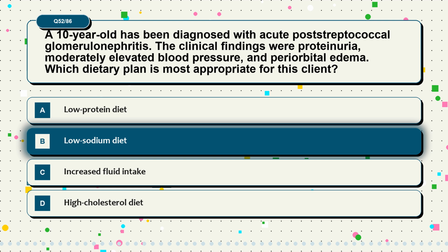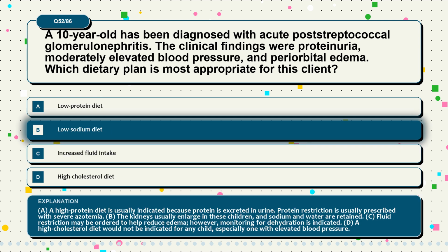The correct answer is option B. Low-sodium diet. A. A high-protein diet is usually indicated because protein is excreted in urine. Protein restriction is usually prescribed with severe azotemia. B. The kidneys usually enlarge in these children, and sodium and water are retained. C. Fluid restriction may be ordered to help reduce edema. However, monitoring for dehydration is indicated. D. A high cholesterol diet would not be indicated for any child, especially one with elevated blood pressure.